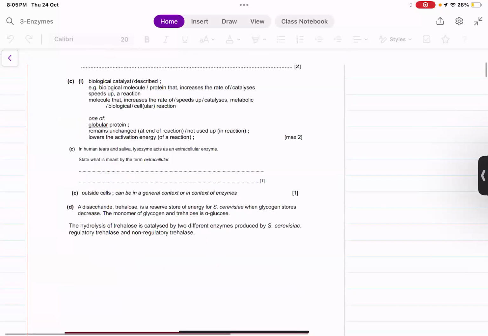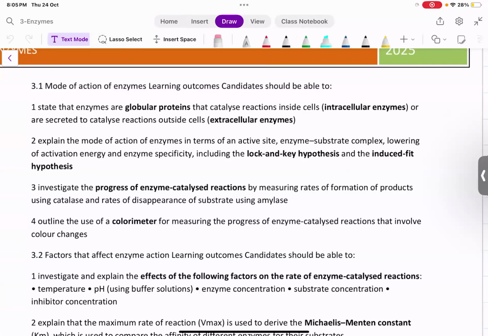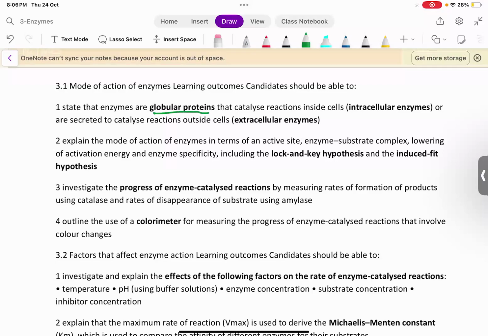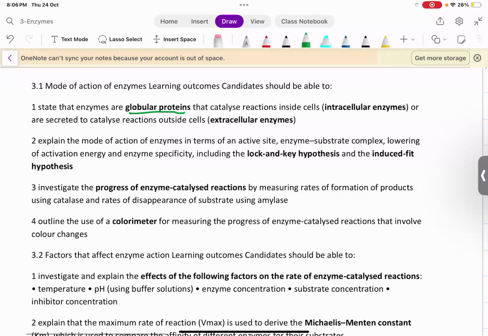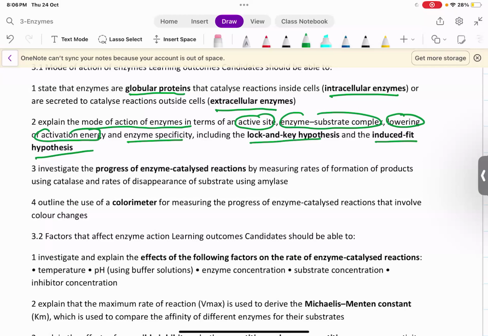In this chapter, in enzymes, we will discuss properties of enzymes. Enzymes are globular proteins. There are two types of enzymes. We'll discuss intracellular, extracellular enzymes. Then we will talk about mode of action of enzymes in terms of an active site, enzyme substrate complex, lowering of an activation energy, enzyme specificity. We will also discuss lock and key hypothesis and induced fit model. We will see how these two models differ from each other.